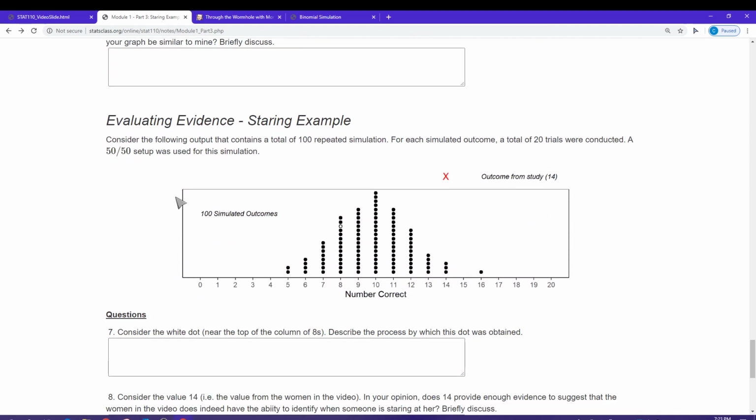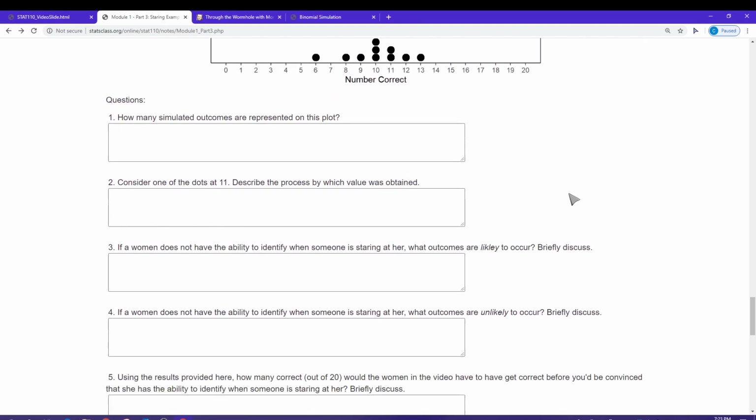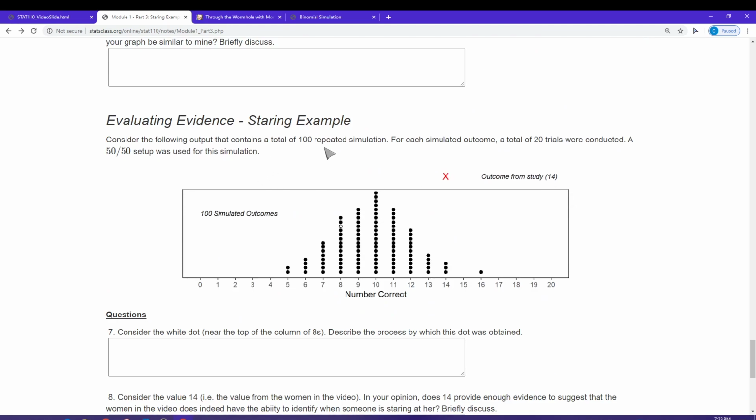All right, so let's look at an example where I got more than 10 repeated outcomes. Here I only did 10. Down below, it looks like I did 100 repeated outcomes. That's going to give me a better idea of where the edge of this reference distribution sits. It would be even better to get maybe 200 repeated simulations. It's important that you do enough repeated simulations so that you know where the edge of this reference distribution settles down.